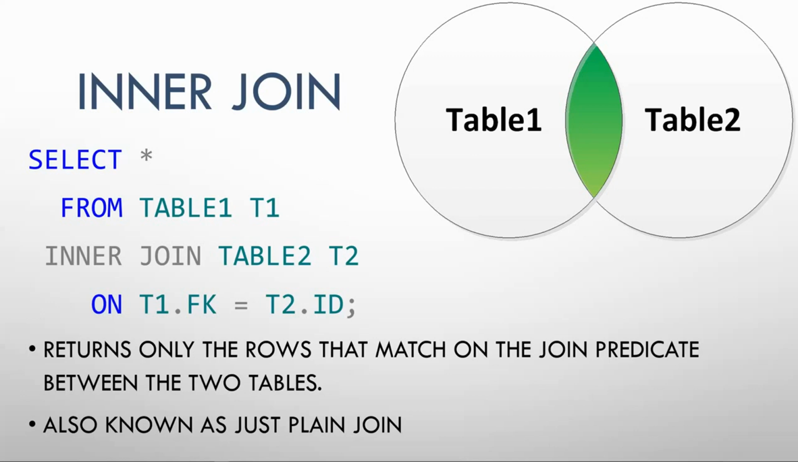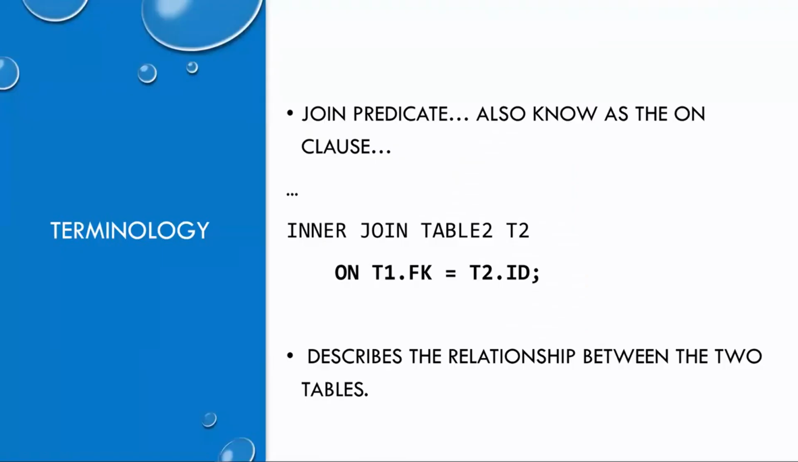Now, if you're watching and you're thinking, oh, this is a little bit boring at this point, we're just getting into it. This is the simple stuff. We're going to get into the more interesting stuff real quick. But the join predicate, like I said, is typically known as the on clause. It's what specifies the relationship between those two tables.